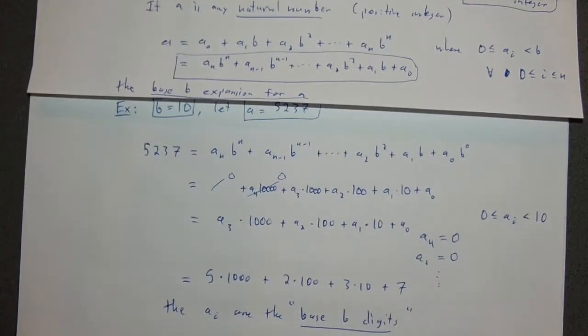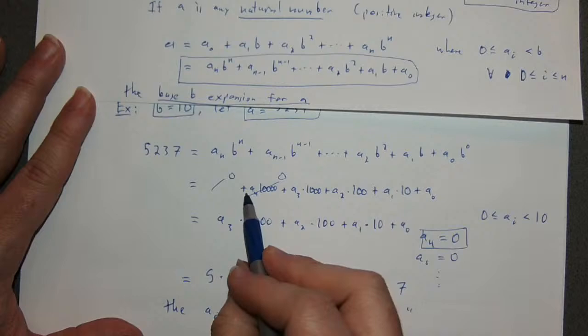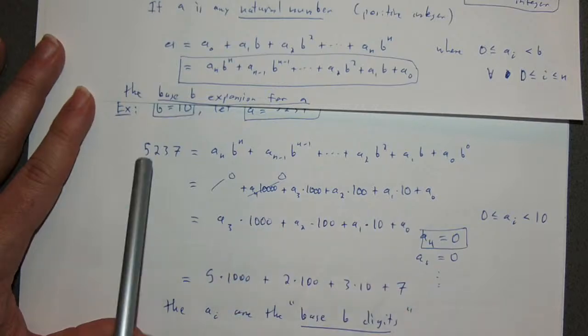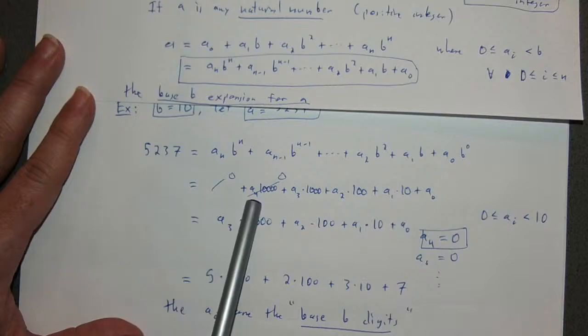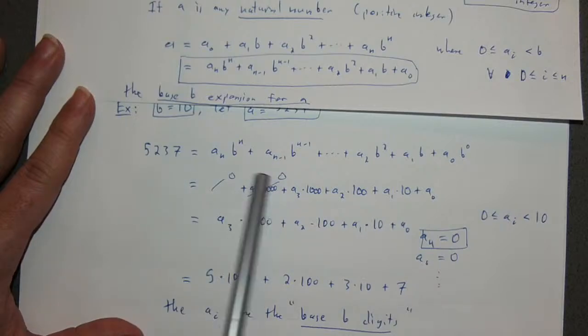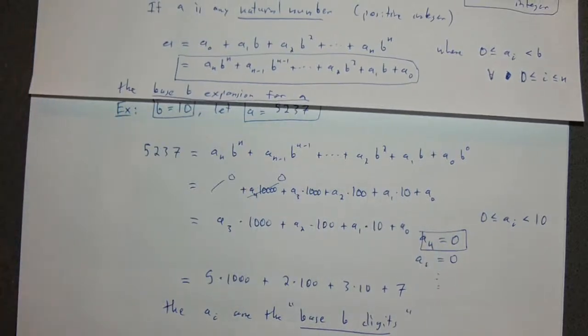Oh, I'm a little bit off the screen. Why do they have to be 0? So the reason they have to be 0 is because if a sub 4 was 1, then I would be adding 10,000 here, which is too big because my number is only 5,237. Right? If a sub 4 were equal to 1, this would be 10,000, so this single place would be bigger than the rest of these combined. Right? And that's no good. So these are the base b digits. Yeah, someone else pointed out these are the digits for each place.